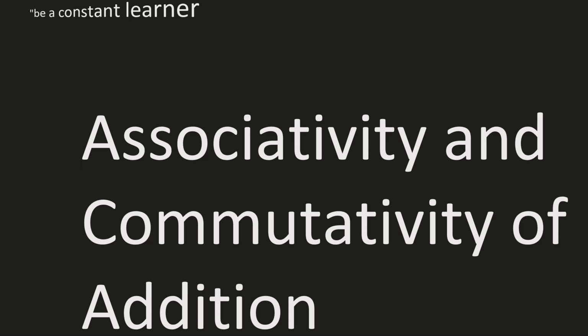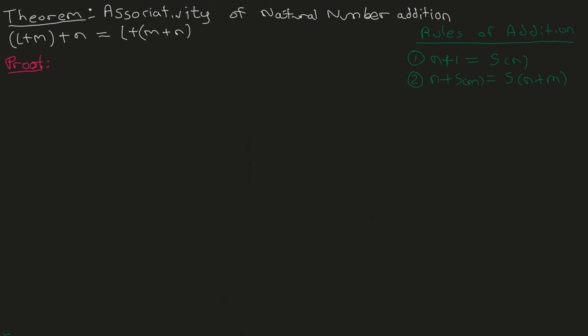Hello everyone, welcome back. In this video, we'll be looking at associativity and commutativity of natural numbers. What we take for granted, such as associativity and commutativity, isn't really so trivial. We first need to prove them before we use them. All we know is that n plus 1 is equal to the successor of n. We don't know that 1 plus n is also equal to the successor of n.